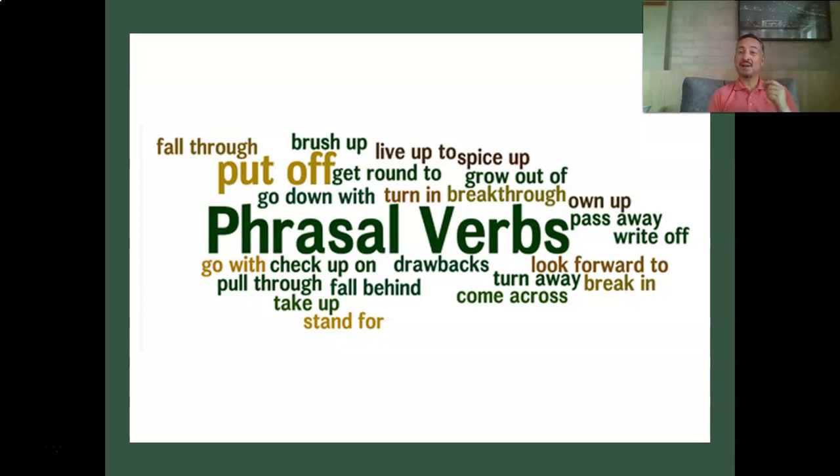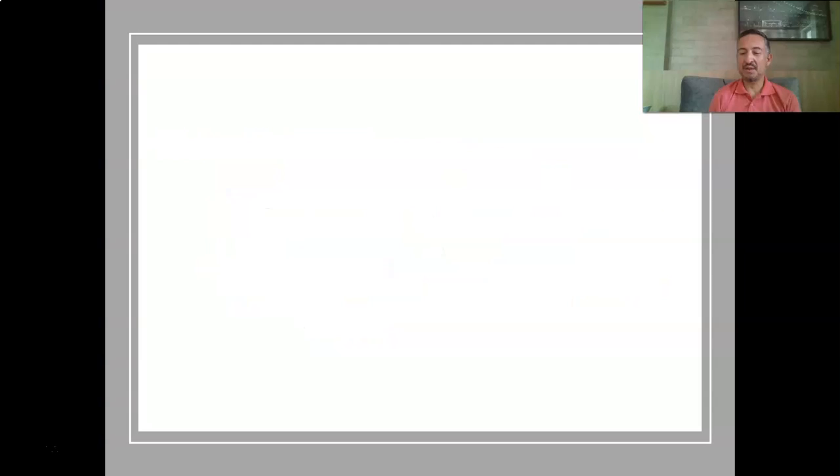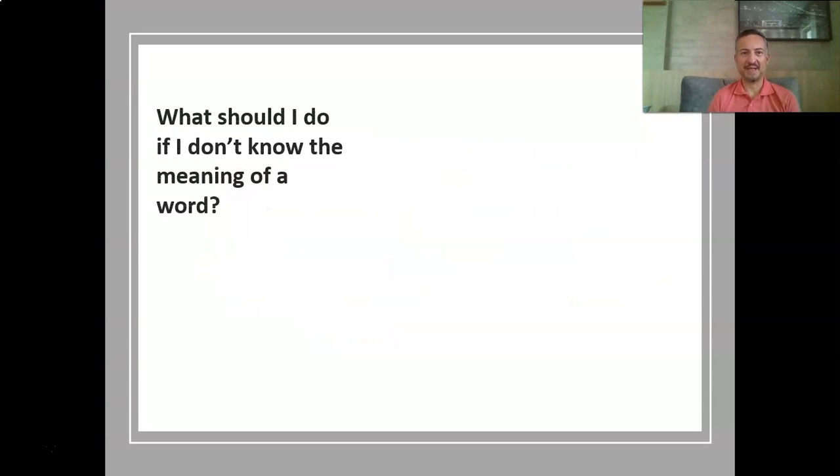And it's closely connected to video number 2, in which we talked about phrasal verbs and the meaning of 8 different phrasal verbs, okay? Here in this screen, you can see lots of phrasal verbs, okay? Go, check up on, pull through, take up, stand for, fall behind, etc., etc. We're going to see some things about phrasal verbs now, okay?